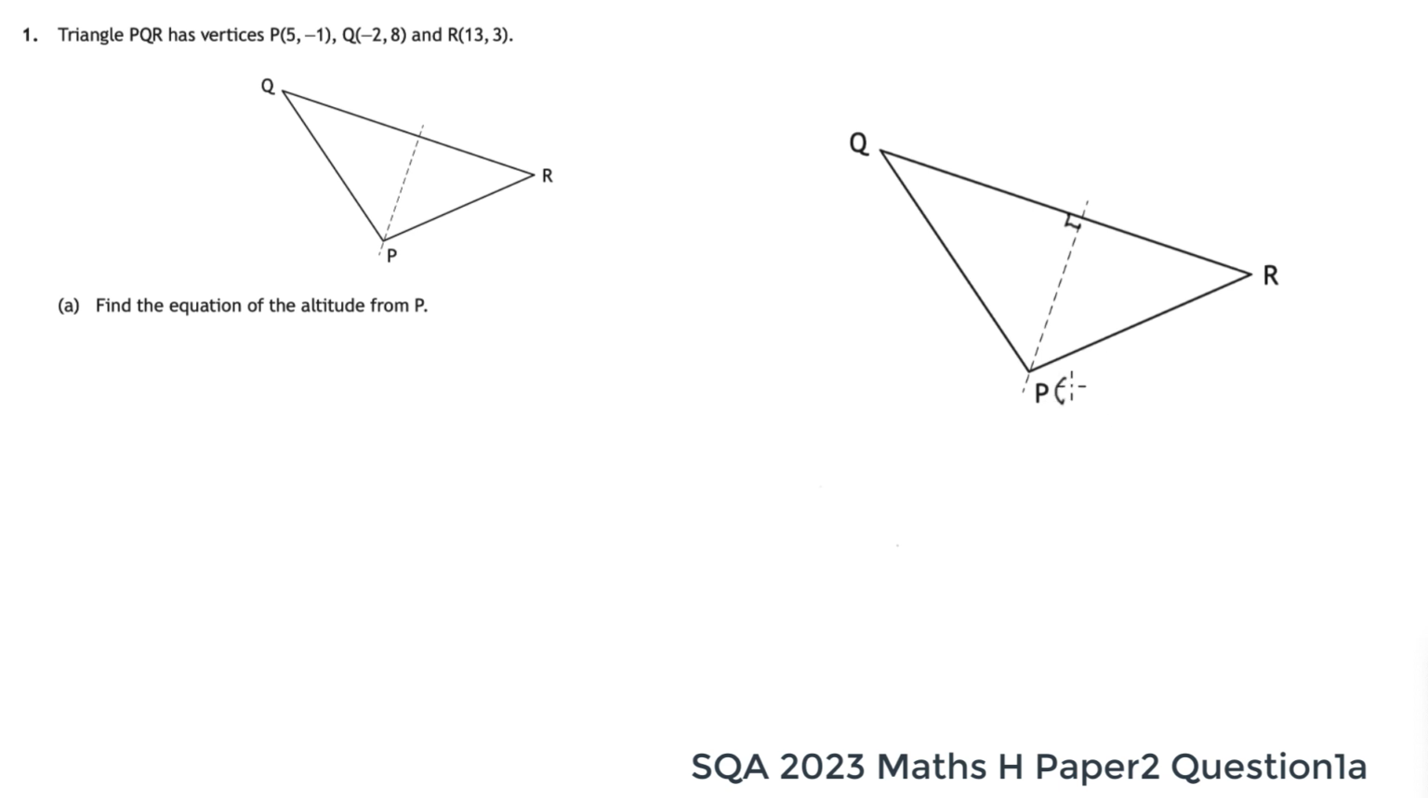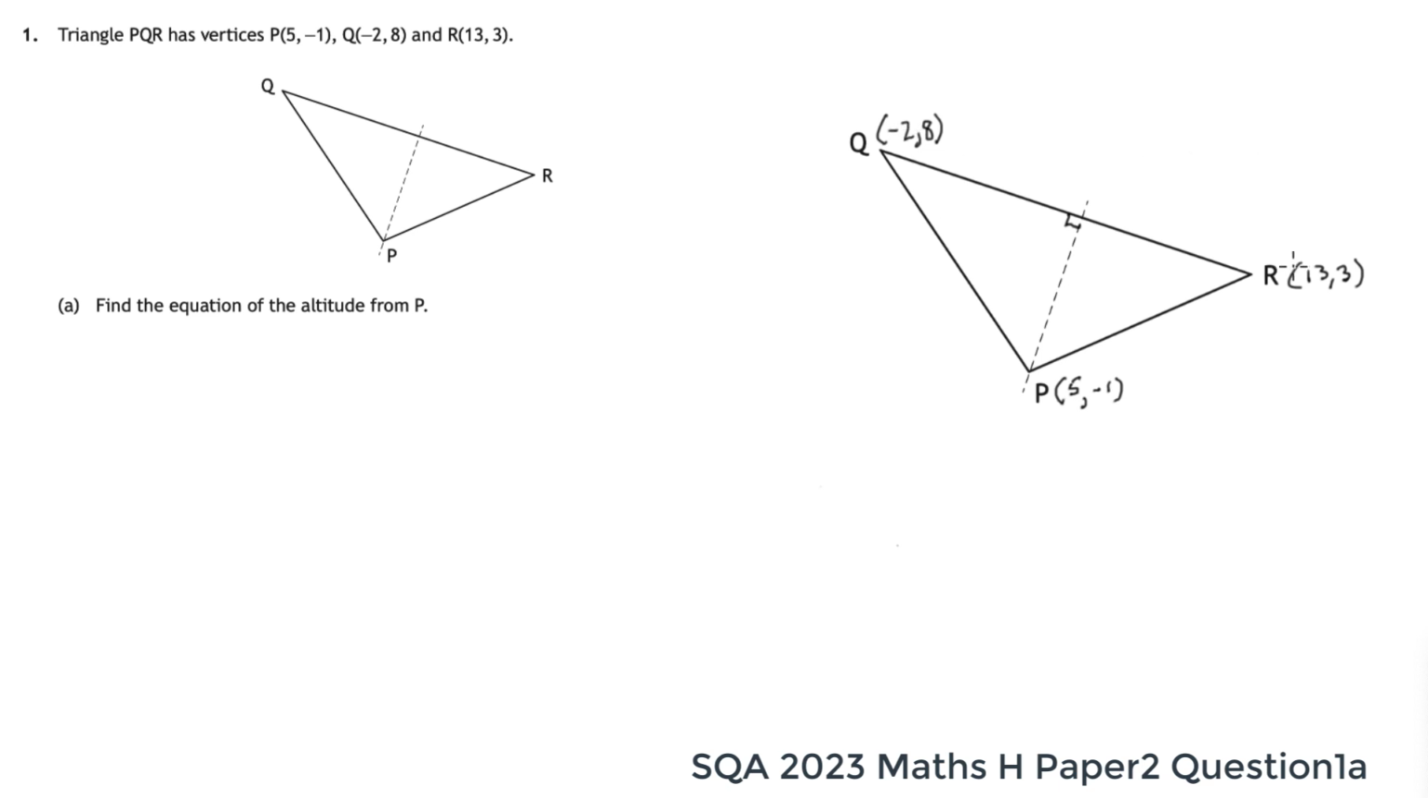So let's put the information on that diagram. Always helps to have a working diagram in a question like this. So P is 5, -1, Q is -2, 8, and R is 13, 3. Now I feel a bit disorientated here because I'm not sure where the origin and the axes are. So let's have a look at this.